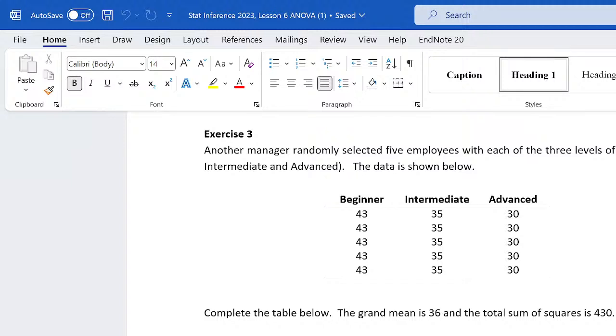What was that number? 430? Yeah, 430. So, the total sum of squares is 430, right? The variance within each group is 0, which means that all of the variance is taken up between the groups. So that was 2, that was 14, and this has got to be 12.